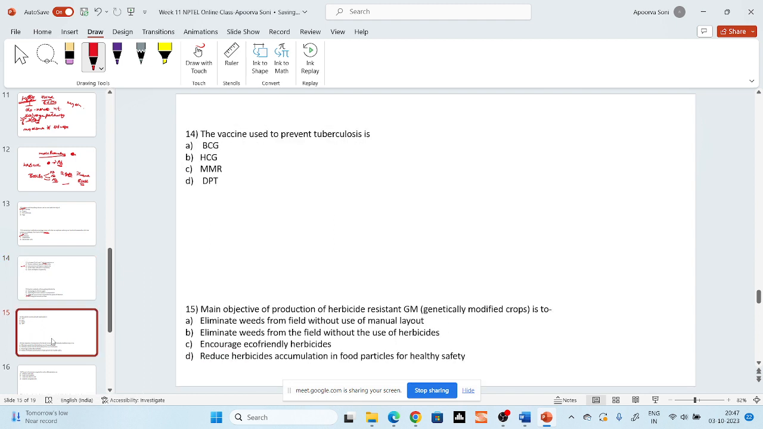Next question is, the vaccine used to prevent tuberculosis. It is not something we have taught, but general questions. Which vaccine is used to prevent tuberculosis? Any idea? BCG. Yeah. BCG.